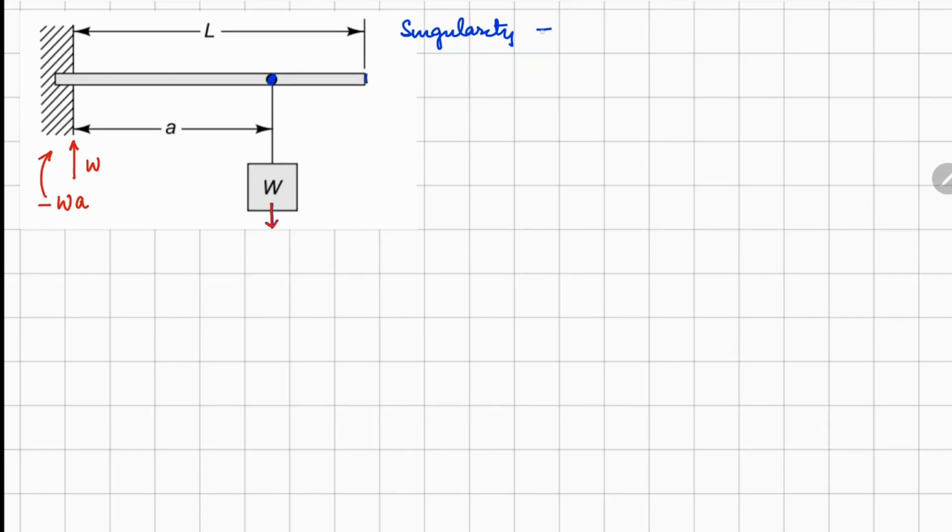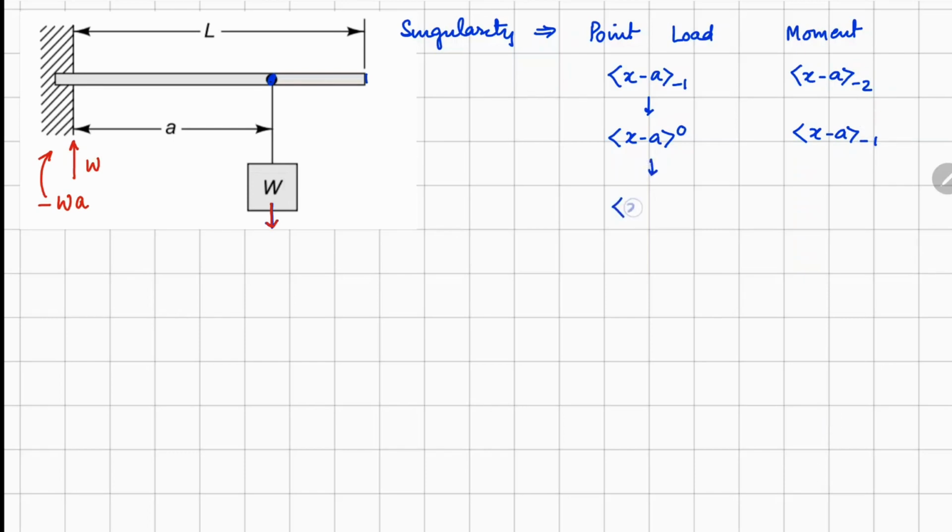Now when we write singularity functions here, there will be two functions that will be useful. We have a point load and we have a point moment in this case. So for a point load we will use x minus a to the power minus 1, and for moment we will use x minus a to the power minus 2. Now when you integrate this, first integration will give you 0. Similarly here, first integration will give you minus 1. And when you integrate it one more time, this 0 will become 1, and in this case it will become 0. Okay, now this is after integration, and this one is also after integration.